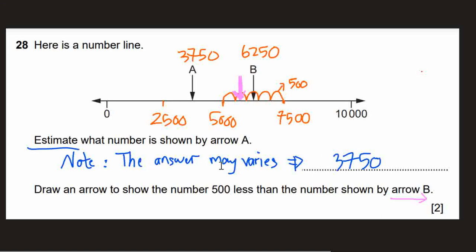The answers may vary, and this is the arrow, 500 less than the number shown by B.